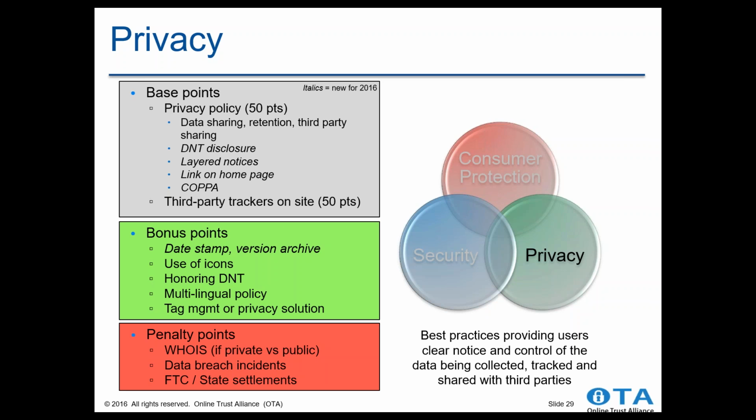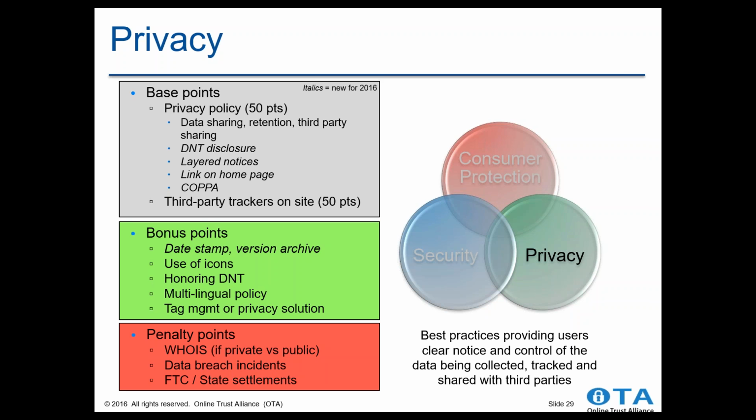Sites get bonus points for date stamping and having versions, archive versions, use of icons, honoring Do Not Track, and multilingual policies. Now, many of these bonus points, what you'll see in all categories, after a certain period will become part of the core points. And as we talk at the end about changes, some of these may evolve next year into core points.